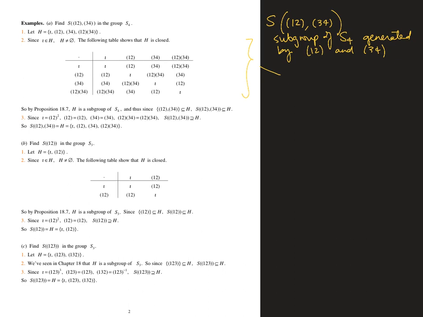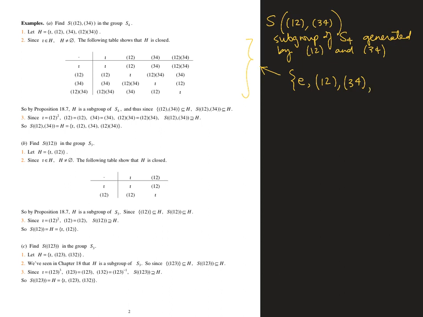Our candidate is the set H that has the identity element in it, which I call E instead of iota because I have a hard time drawing an iota. We've also got (1 2), which is its own inverse, so that's good, that's in there. We've got (3 4), again, 2 cycles are their own inverses.